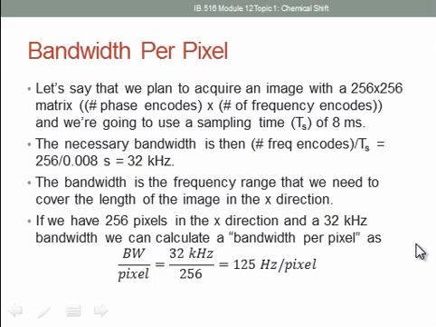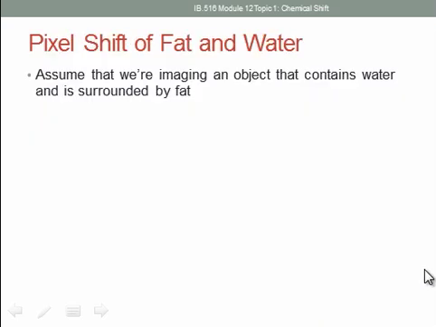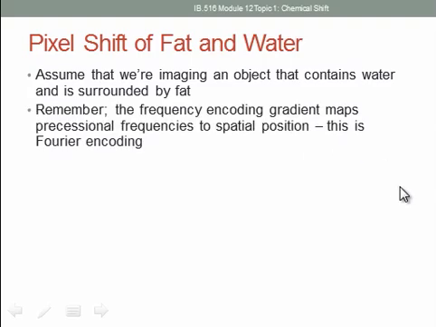So if we have 256 pixels in the x direction, and we have that 32 kilohertz bandwidth, then we can calculate a bandwidth per pixel as 32 kilohertz divided by 256, which is 125 hertz per pixel. So you see this frequency now is close to our chemical shift for fat at 1.5 Tesla. Okay, so you can start to get a feel for why this parameter is important.